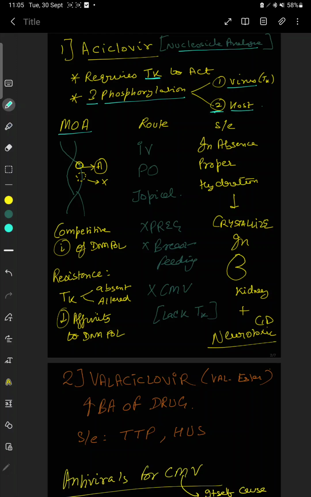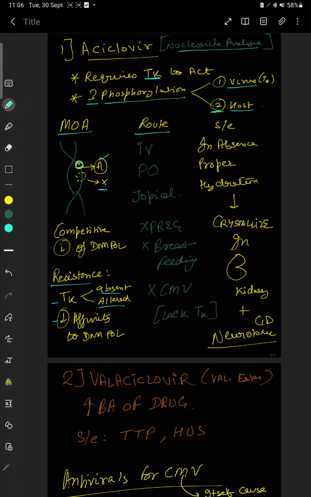How does it act? In the mechanism of action, acyclovir will go and competitively inhibit the DNA polymerase. How? By binding to the DNA, and once it binds to the DNA, further nucleosides cannot be bound to the DNA chain. How does resistance come in acyclovir? Thymidine kinase is the specific enzyme required for activation. If in any case it is absent or altered, there will be resistance to acyclovir. The second cause is a decrease in affinity to DNA polymerase.